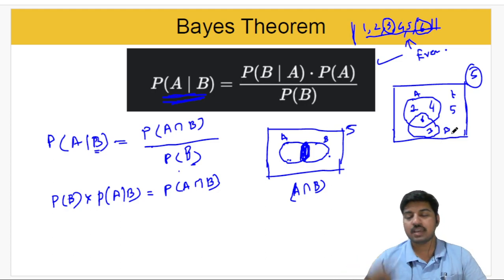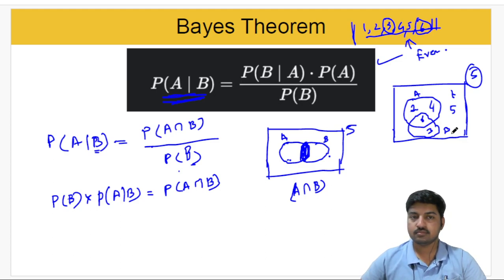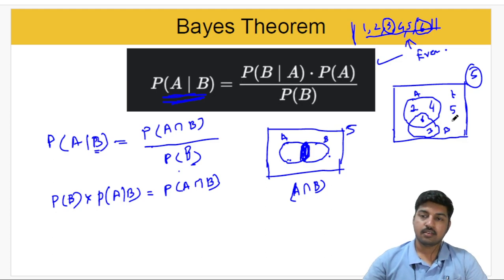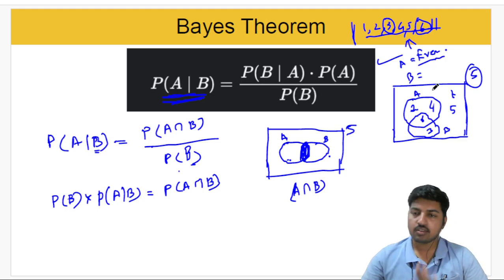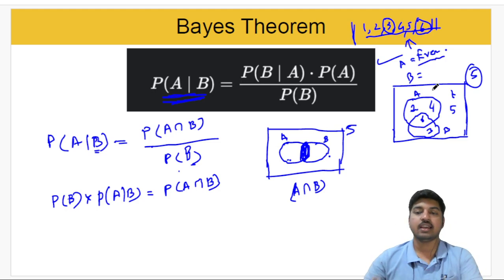This is my event B. Can you tell me what is my event A and what is my event B? Event A is 2, 4 and 6. Event B is 6 and 3. Yes, but you have given the values; I need the condition in words. Event A means the outcome should be even. Event B means it should be divisible by 3. So now you are clear about the events.